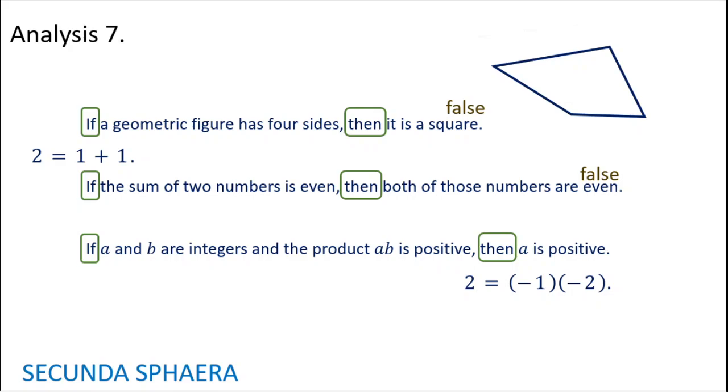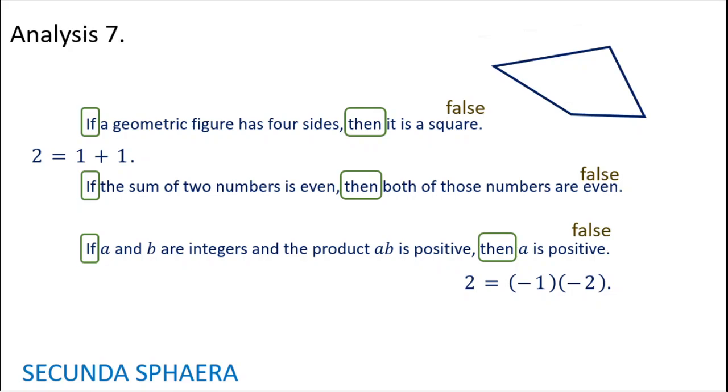And either way, either if A is negative 1 or if A is negative 2, it is not going to be positive. It is going to be negative. And 2, being the product of negative 1 and negative 2, is positive. So again, this is an example that shows that the third sentence is also false.